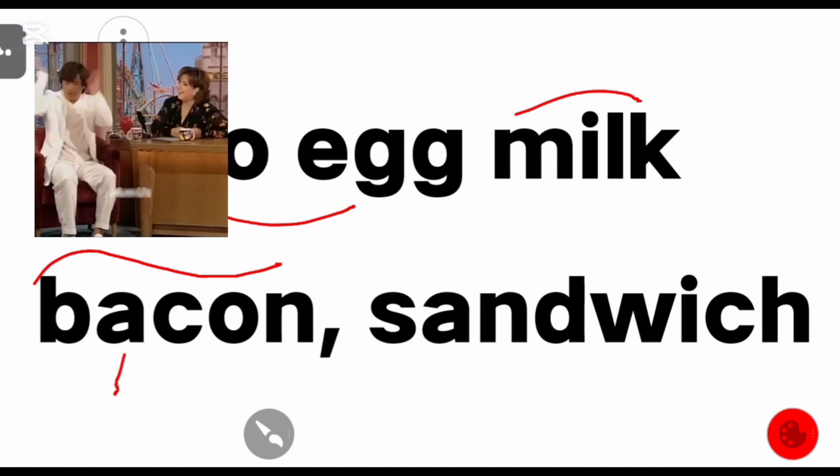And this time the letter A makes the sound E. Bacon sandwich. And you notice this time the letter D makes a very light sound, and this letter is pronounced very slowly inside this word. Sandwich.